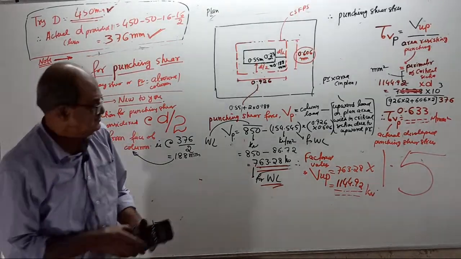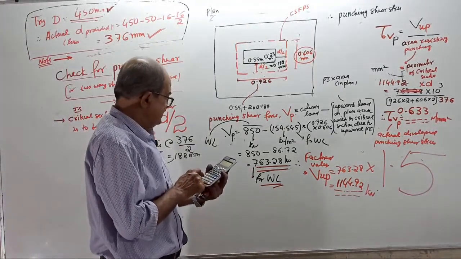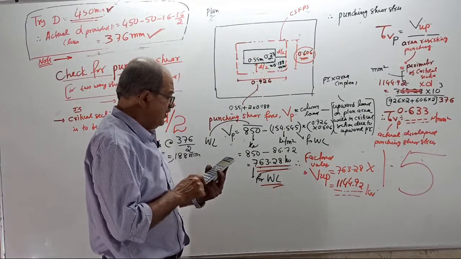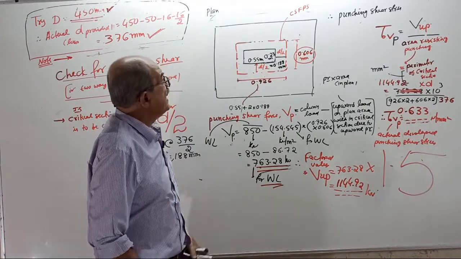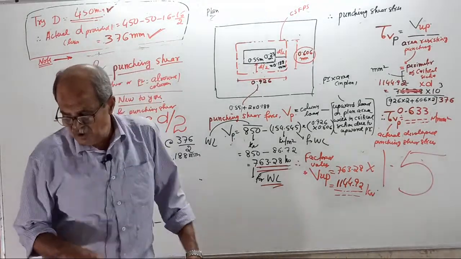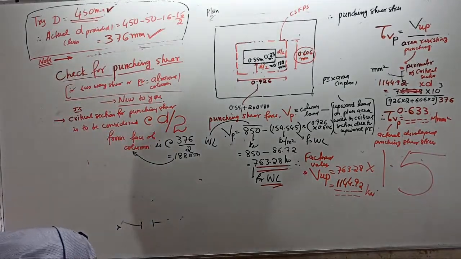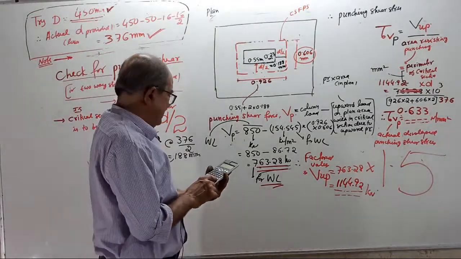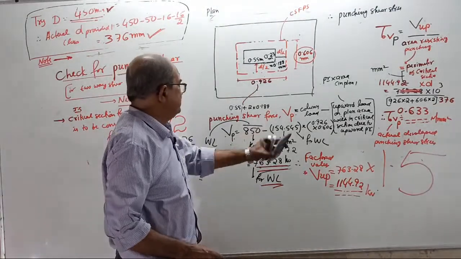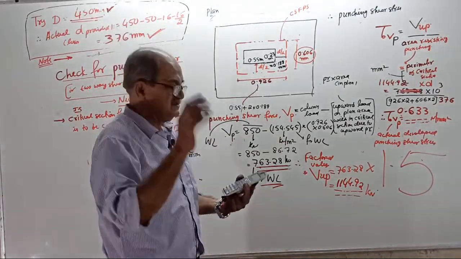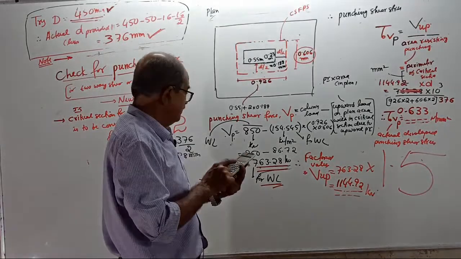763.28 into 1.5 is 1144.92. How did you get first of all that 1188.28? From where did you get it? I don't know what is happening. Sorry. As soon as the punching shear is over, I am going to close the class. Next time be responsible.